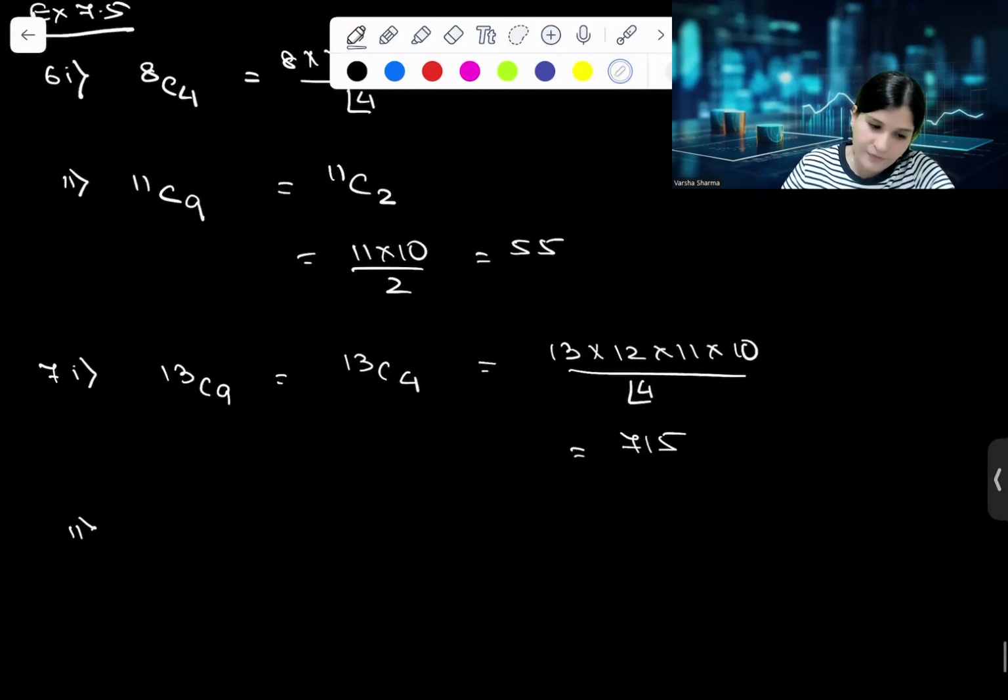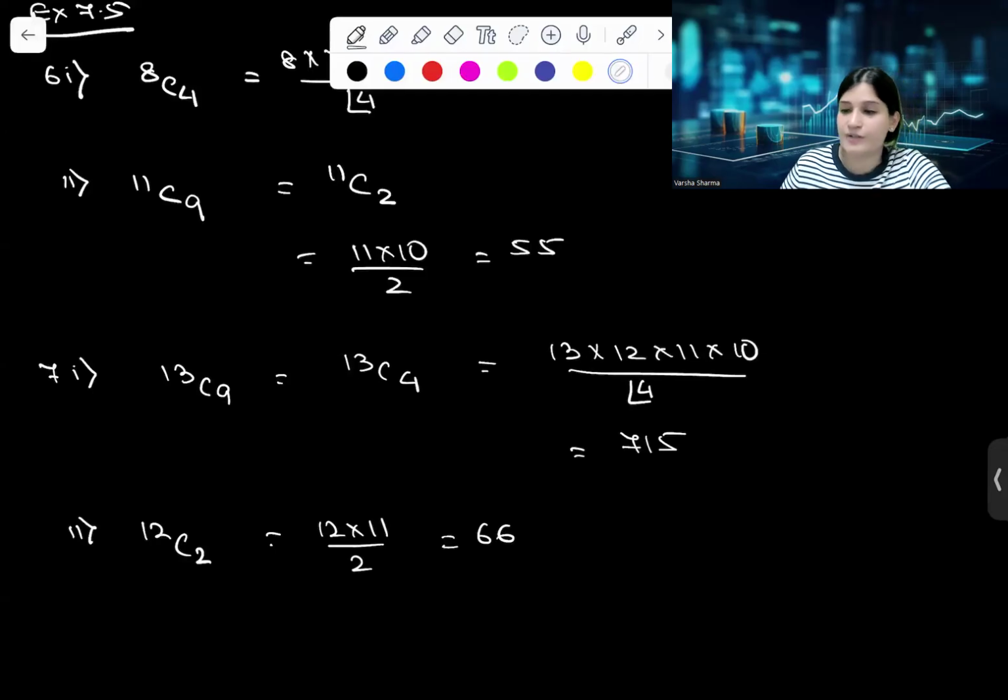Second, 12 persons meet in a room. How many handshakes? We just talked about the formula for handshake. What will be the answer? 12C2. So 12 into 11 upon 2, 66 handshakes.